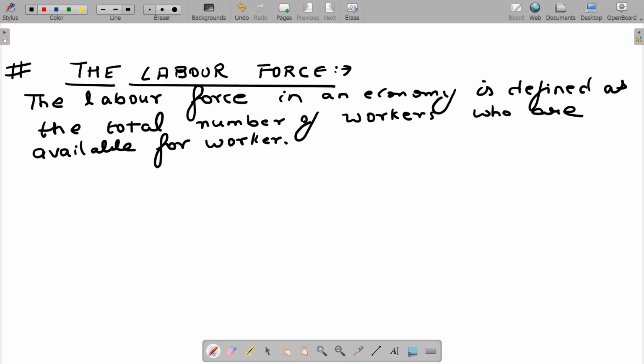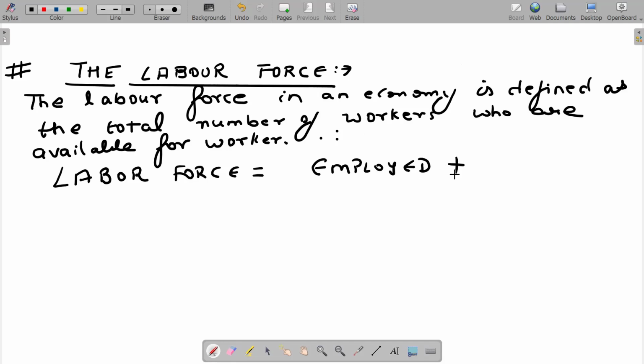Okay, so again, I can say that the labor force includes both employed and unemployed, because employed are also available for work and luckily got work. Unemployed are also available for work, but they had to face bad luck, they couldn't get work at that time. So I can say, therefore, labor force is the sum of both employed and unemployed. It's employed plus unemployed.